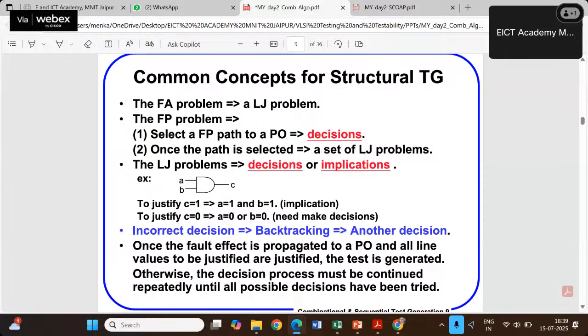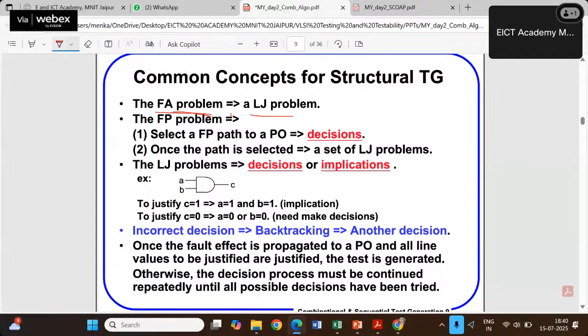So there are some common concepts for structural test pattern generation. First of all, the fault activation problem. Our goal is to activate that fault and find out the corresponding inputs. So this is the line justification problem, that is, on which line the fault is going to exist. Depending on that, for the corresponding inputs, we will be backtracing and finding out the input set.